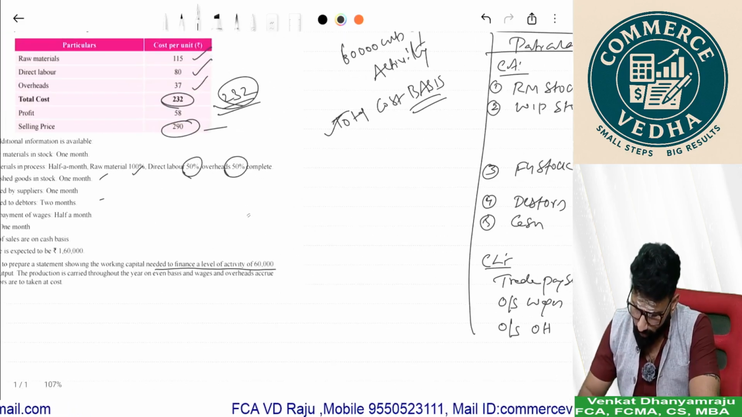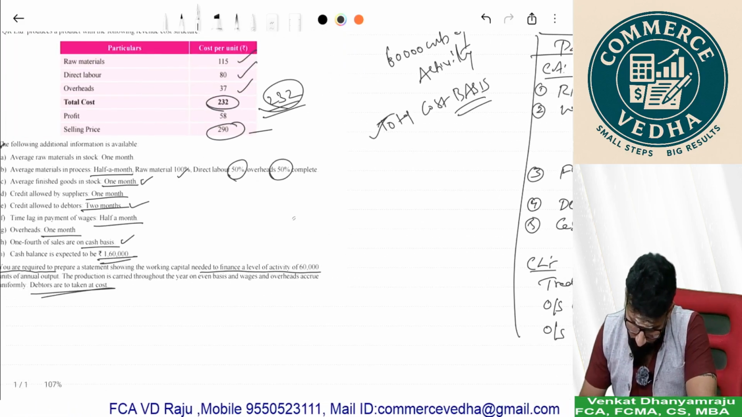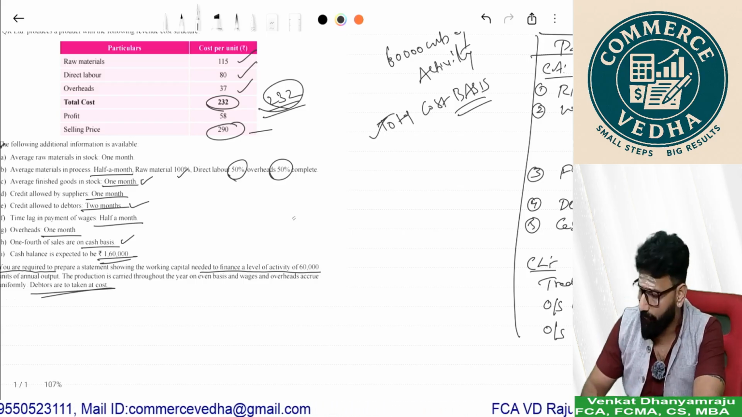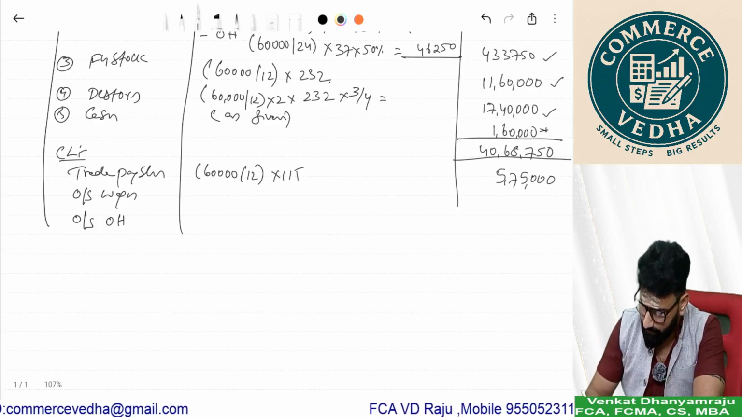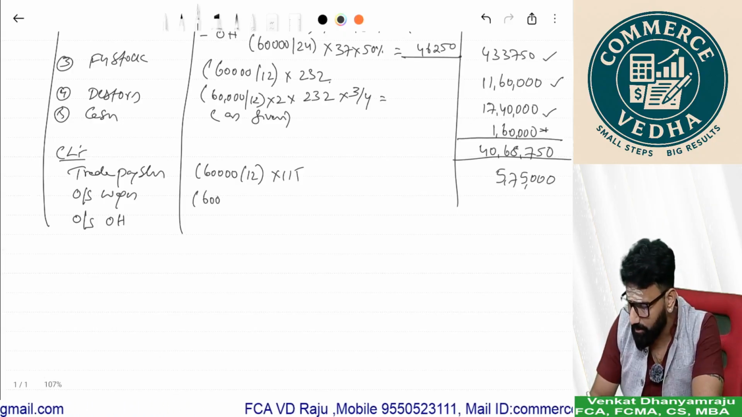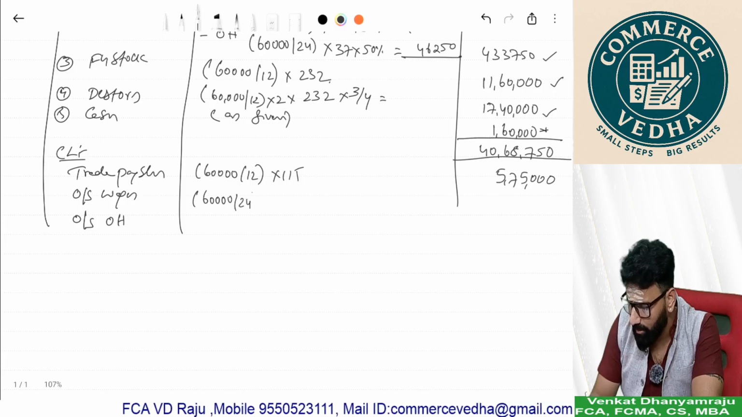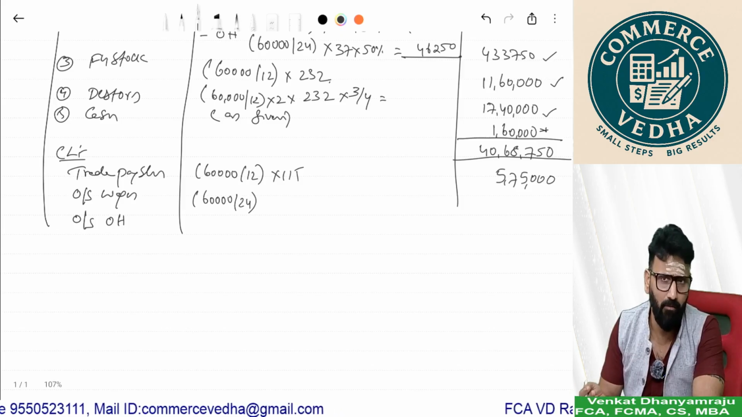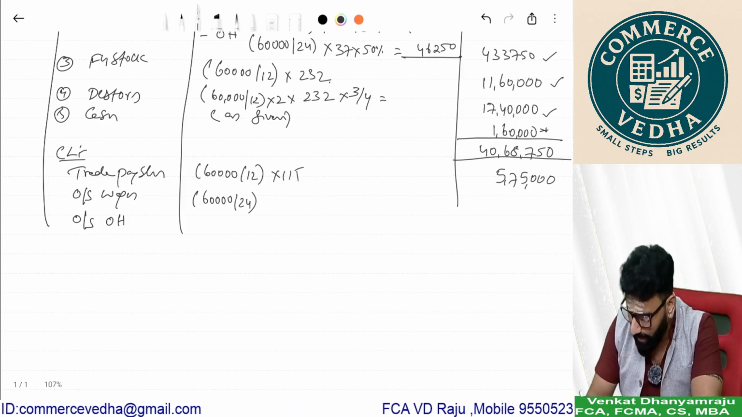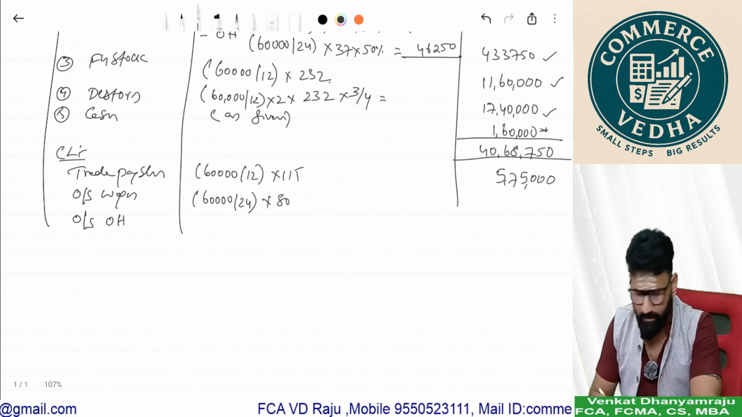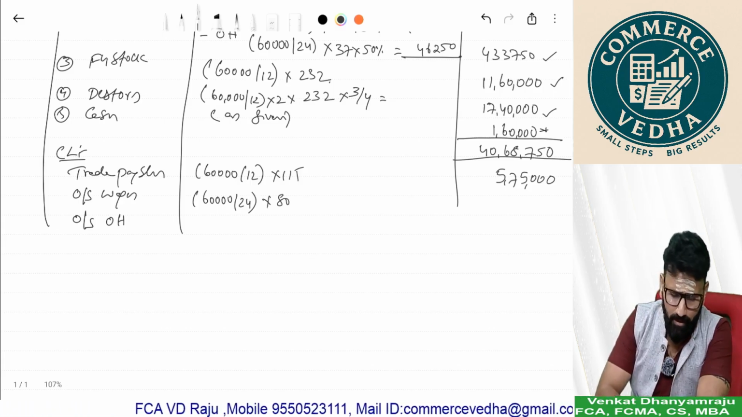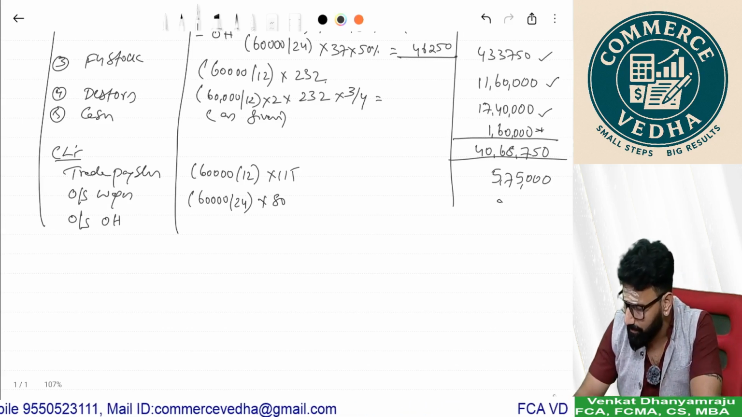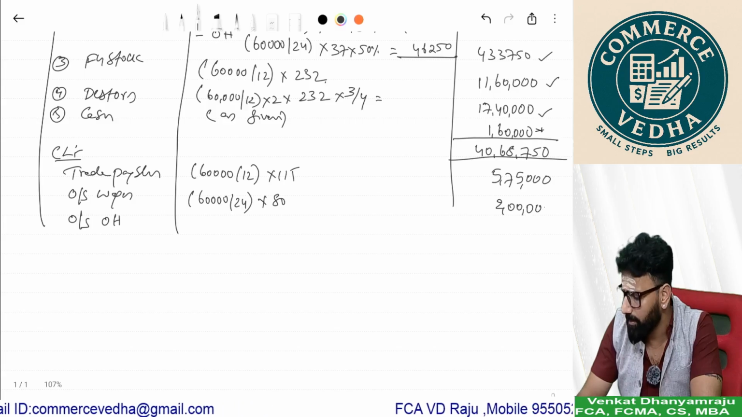Then overheads they said, wages they said, time lag is half a month. Half a month in the sense 60,000 by 24, or 60,000 by 12 by 2. So by 24 into wages is 80. So 60,000 by 24 into 80 is 2 lakhs is wages outstanding, payable.